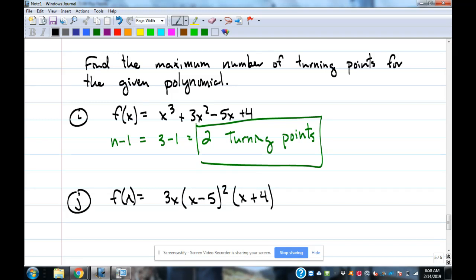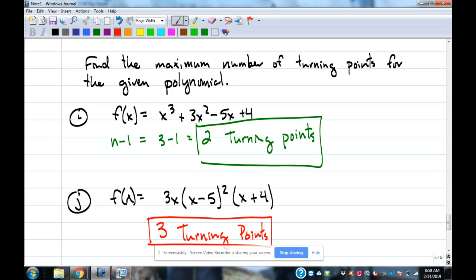So here we have an even degree polynomial. That's degree is what? 4. We got 3x times x minus 5 squared. So that's 3x times x squared is an x to the 3rd times another x is x to the 4th. So the degree is 4. So this one has 3 possible turning points. Doesn't necessarily mean that it will have that, but it could have up to 3 turning points. Again, take the degree, subtract 1.